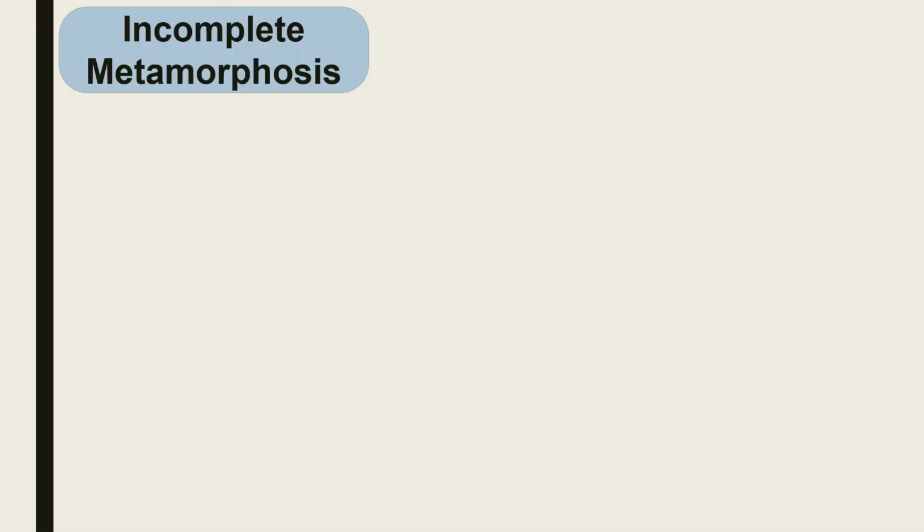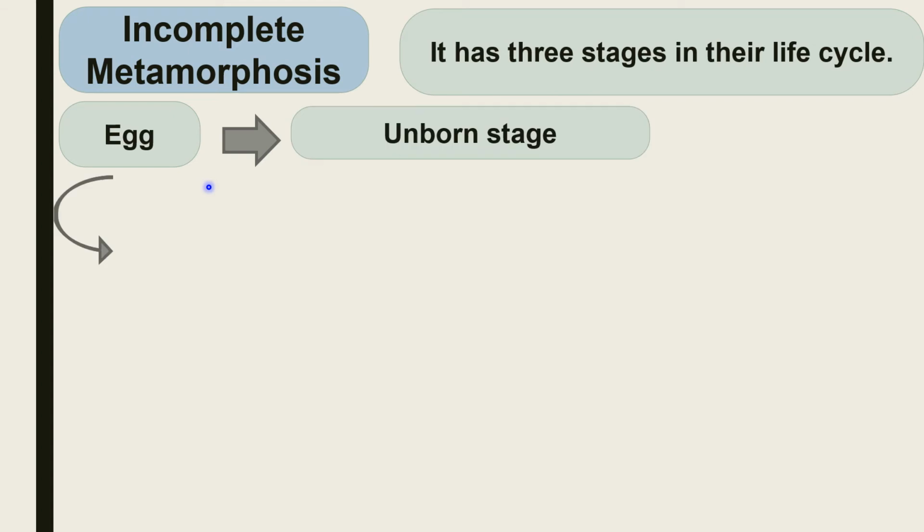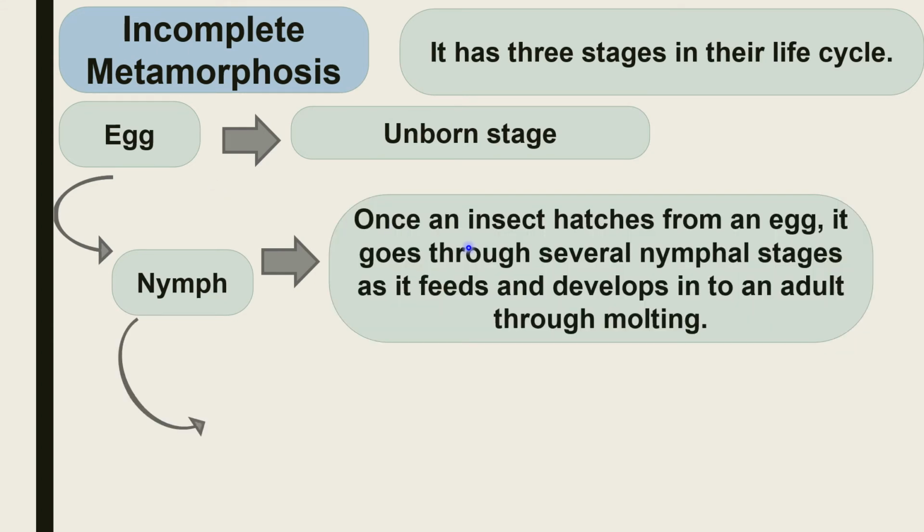So incomplete metamorphosis. It has three stages in their life. So when you say incomplete, there are three, and complete is at least four. First stage here is egg. So what is egg? Again, unborn stage. Next is nymph. Nymph is once an insect hatches from an egg, it goes through several nymphal stages. As it feeds, it develops into an adult through molting.